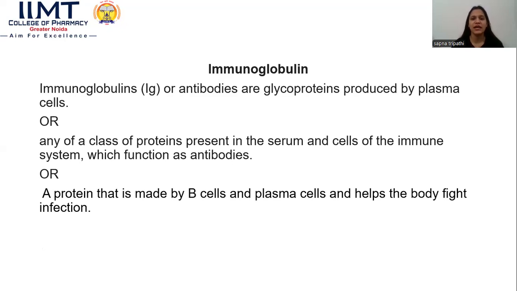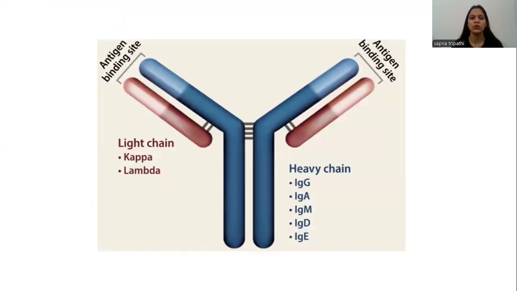Immunoglobulin is defined as a glycoprotein produced by plasma cells. You can also say any class of protein present in the serum and cells of the immune system which functions as antibodies is known as immunoglobulin. The third definition is the protein that is made by B cells and plasma cells and helps the body fight against infection is known as antibodies or immunoglobulin.